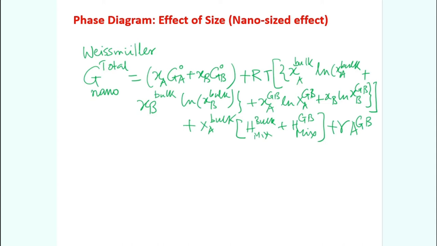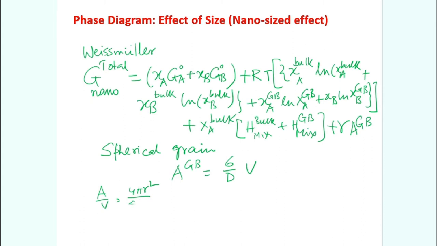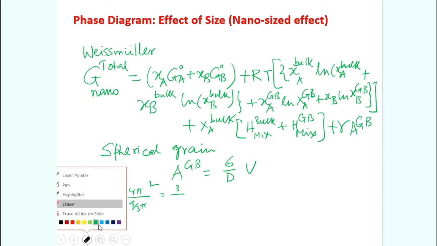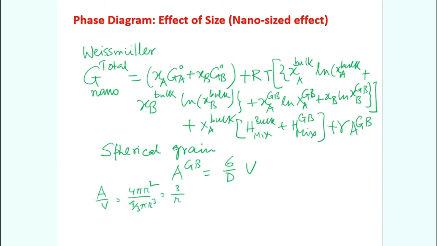Now we can easily do this. We can assume a spherical particle, a spherical grain of diameter d, then what will happen? Then you can clearly see AGB will be equal to 6 by d times volume. Well, you must be thinking, how do I get it? Very simple. A by V, which we have done, is basically 4 pi r squared divided by 4 by 3 pi r cubed. So that's 3 by r. R has to be written properly, otherwise you will make a mistake, right? This is 6 by d, am I right? That's something which is very easy to do.